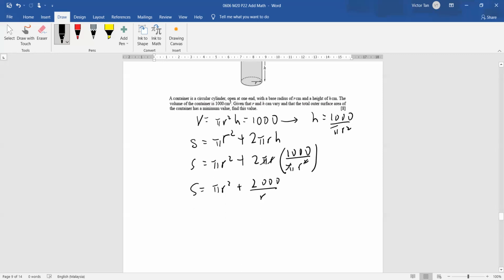Now to find the minimum value, you need to differentiate S with respect to r. So it's 2 pi r minus 2000 over r squared. For optimization, dS over dr equals 0. Rearranging, you get r cubed equals 2000 over 2 pi. So r equals the cube root, which is 6.83.